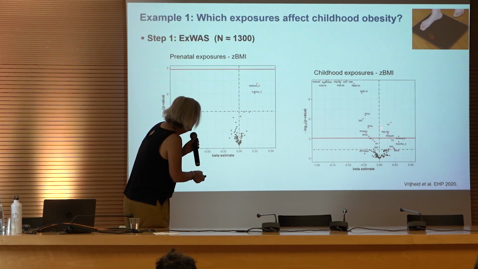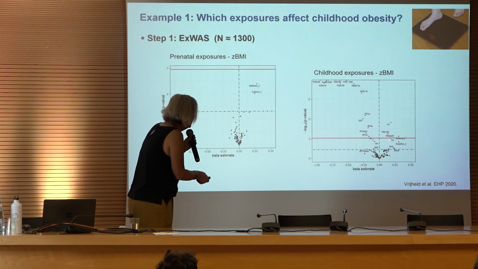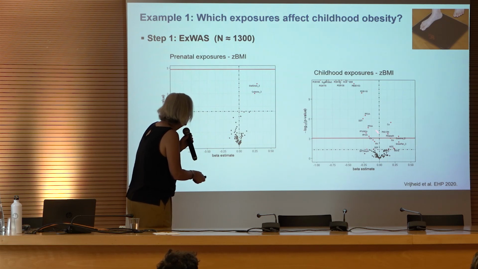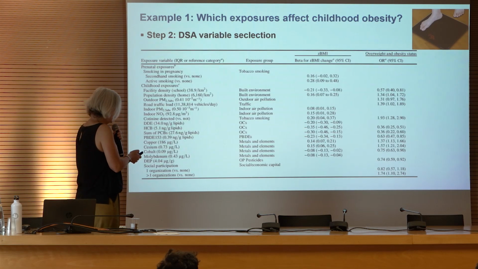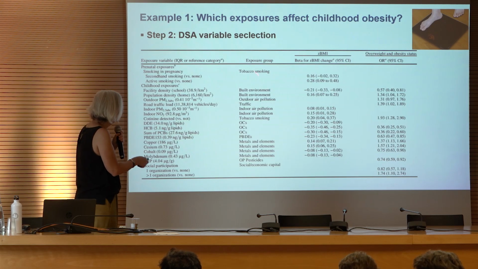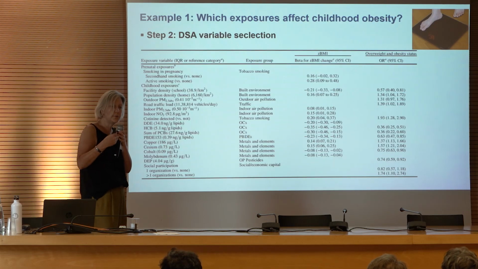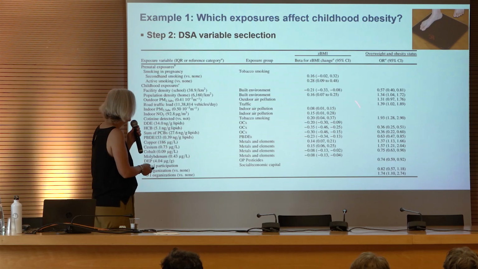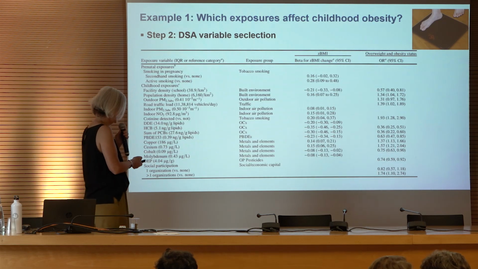But then we also see some associations, for example, with indoor air pollution and with some other chemicals, with some essential metals, also with smoking of the parents. And in the pregnancy, it's really only maternal smoking. And then in this study, we ran a second step, a variable selection model, an algorithm that gave us these multiple exposure models. So you can see there's a reduced set of variables that seem to affect child BMI after correcting for the other exposures.